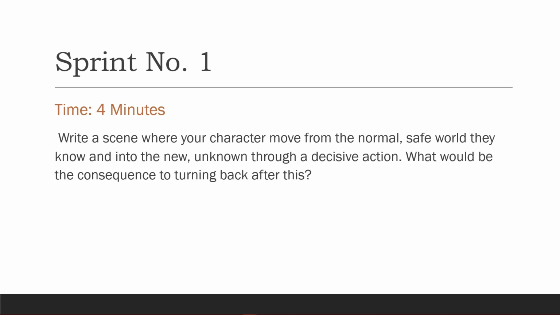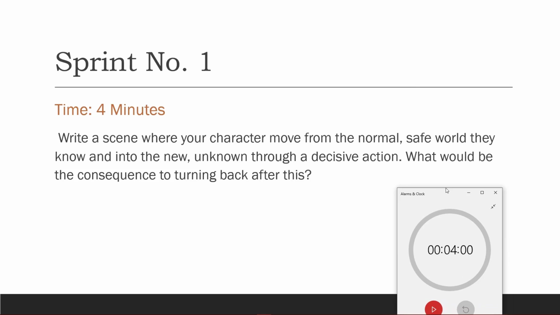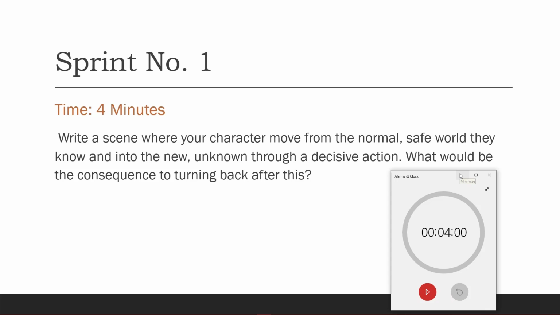But we need this action to be something that there would be a consequence for them to turn back after this. And you need to know what that is, and it's good if you can actually include that as part of the scene. So you might want to try that. I'm going to put 4 minutes on the clock, and we're going to use this to start writing this transition scene from Act 1 into Act 2. So 4 minutes on the clock, and you can start now.